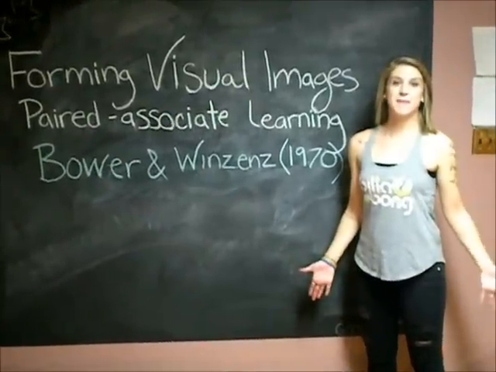Forming visual images and paired associate learning. Paired associate learning in this context is when we have a list of nouns, like shoe paired with pineapple, or hat paired with steak knife. The first word of each pair is presented, and the participant's task is to remember the word it's paired with. You will remember twice as many words if you create an image in your mind than if you simply repeat the words aloud.